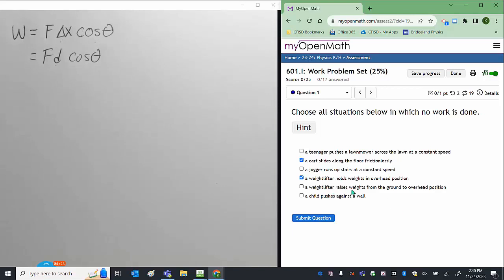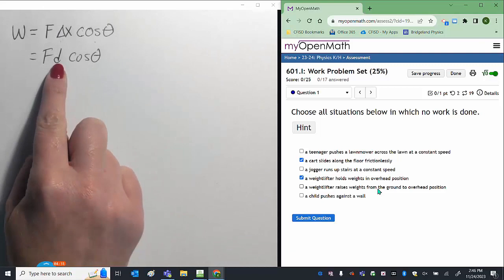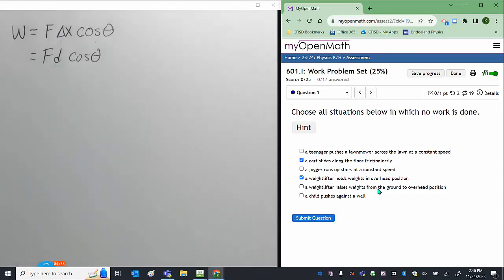A weightlifter raises weights from the ground to an overhead position. This is a situation where there is a force and it is causing displacement, and they're both in the same direction, they're both upward, and so that would be an example of work. A child pushes against a wall. We're going to assume here that the child can't actually move the wall, and so we're going to select that answer as well.